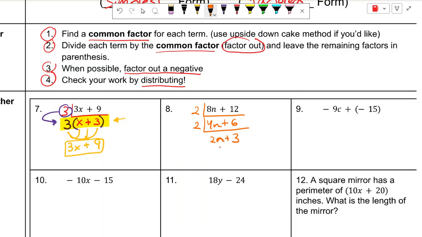Now you can see that we can't take anything else out of 2n and 3, so we put our parentheses around it, and then we gather up these, multiply them together, and that is our GCF of 4. To make sure you're right, just distribute, and you can see it's your original problem.